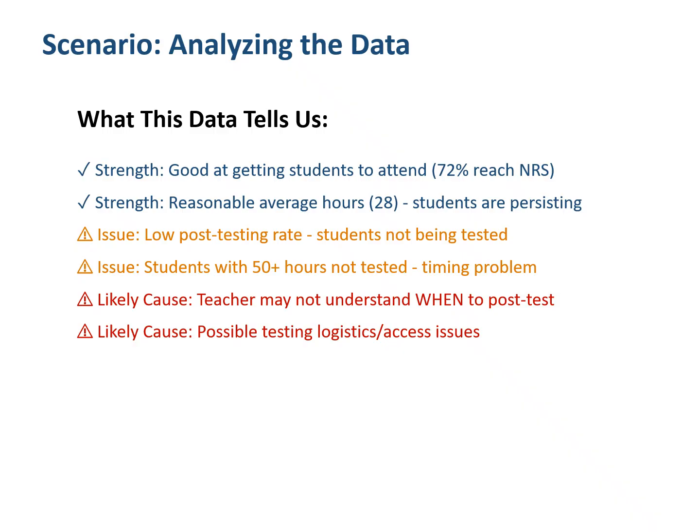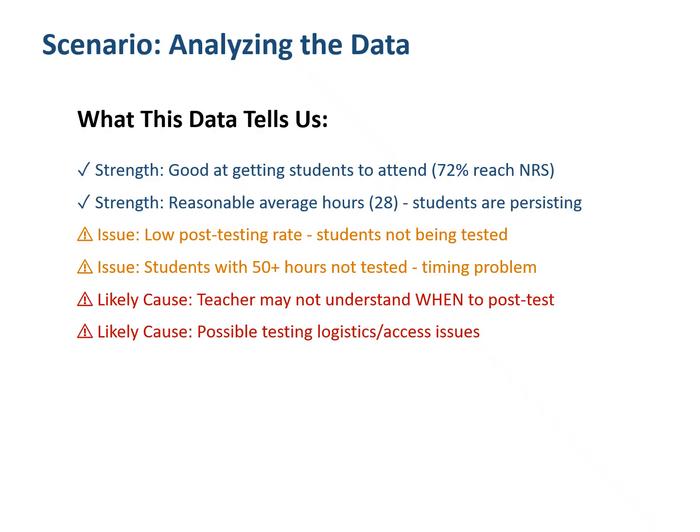Let's break down what this data tells us. Strengths to recognize. Maria is good at building relationships and getting students to attend. 72% of her enrolled students made it to NRS status. That's solid. Many teachers struggle to get students to 12 hours, but Maria's students are showing up. Her average hours are reasonable at 28. Students aren't dropping out after a few classes. They're sticking around.